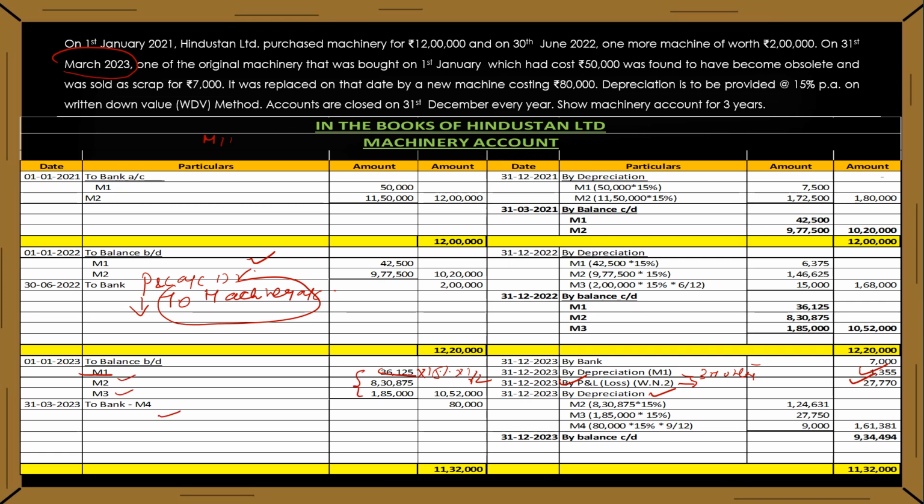For M2 and M3 we have to find out for 1 year, and for M4, since it is bought on 31/3/2023, we have to calculate from 1/4 to 31/12 only. That is for 9 months only. Okay. For M2 it is 8,30,875 into 15%, it is 1,24,631. For M3 it is 1,85,000 into 15%, it is 27,750. For M4 it is 80,000 into 15% into 9/12, that is for 9 months, it is 9,000. So the depreciation, when totaling all these three, we get 1,61,381 as a total depreciation.